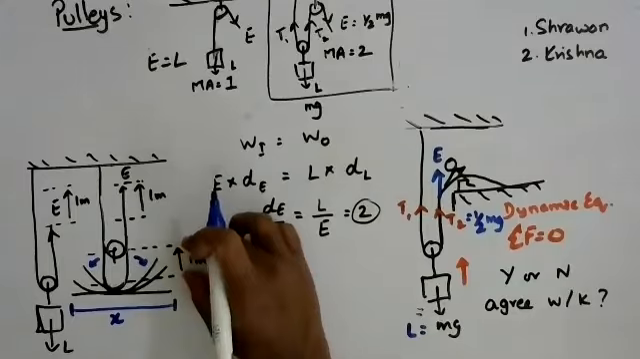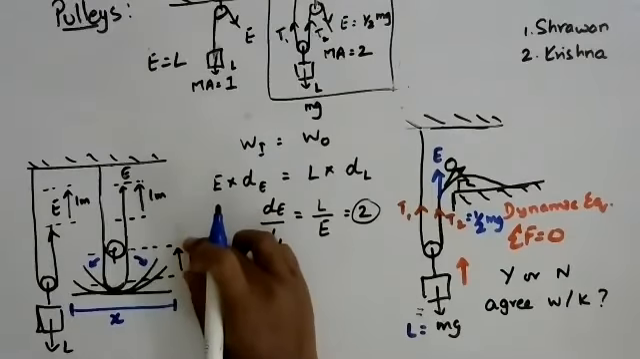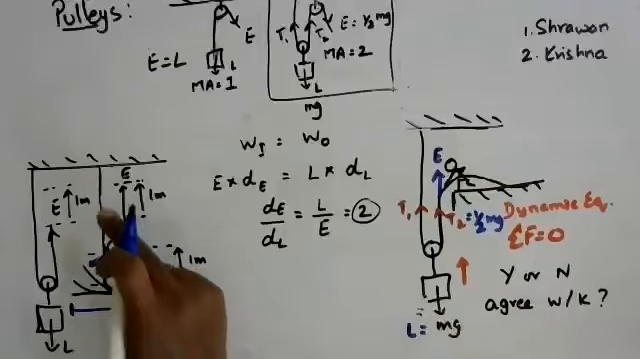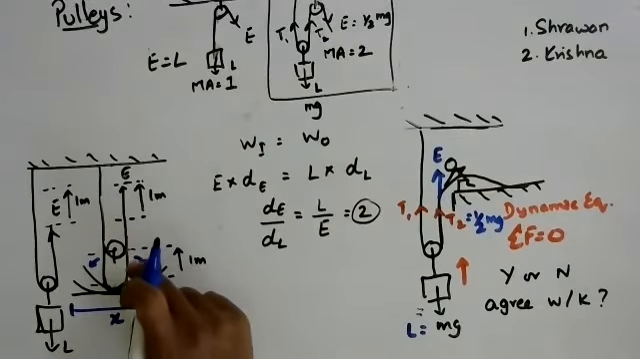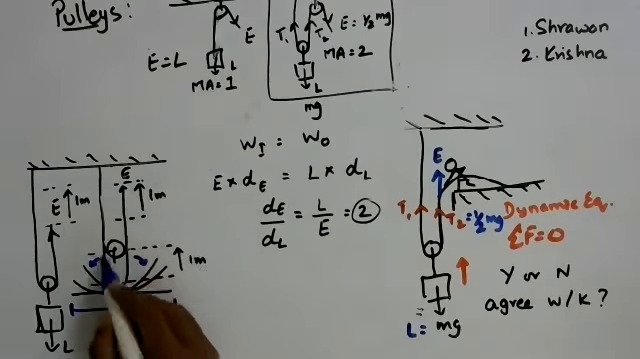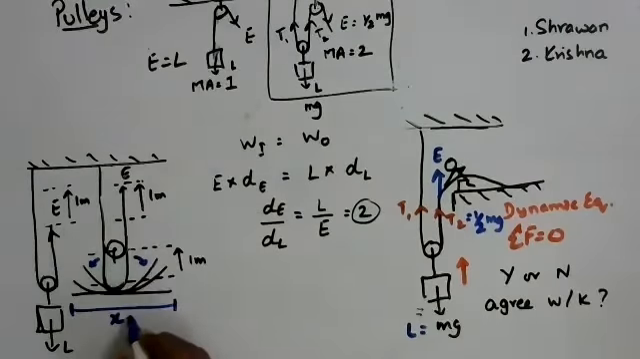If this is 1 meter approximately, and the pulley's new position is this, that means the pulley has traversed this much distance and gone up, right? 1 meter. How? Because this side is 1 meter and this side is 1 meter. So what will it be? 2 meters, sorry.